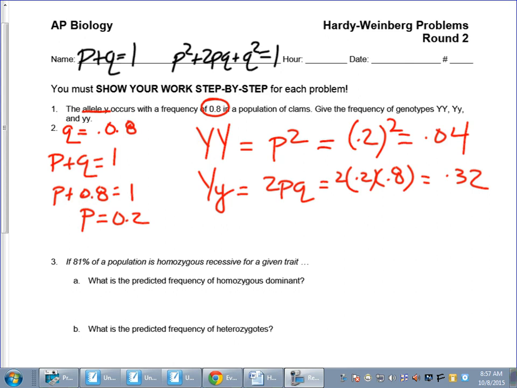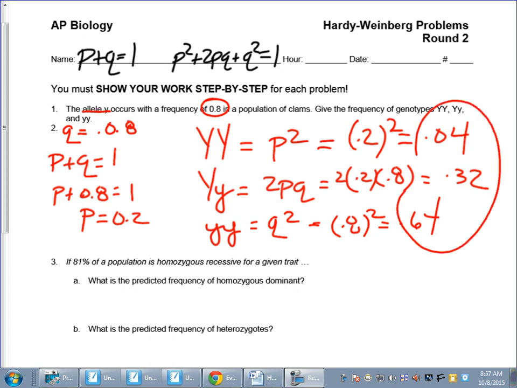And then the recessives is represented by Q squared. Plug in for Q. 0.8 squared is going to be 0.64, 64%. And you can always double check yourself because these numbers here should add up to what? 1, okay, or 100%. And so if I take 0.04 plus 0.32 plus 0.64, that indeed adds to 1.